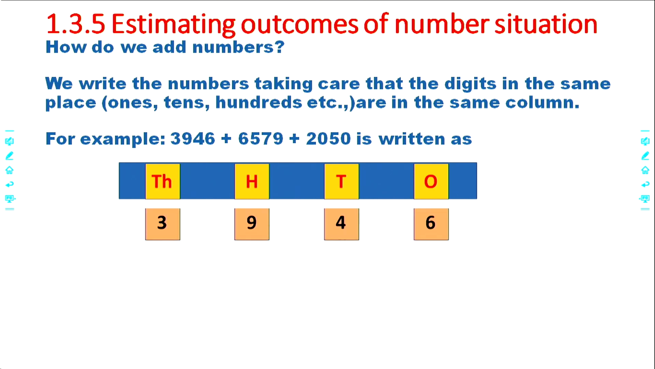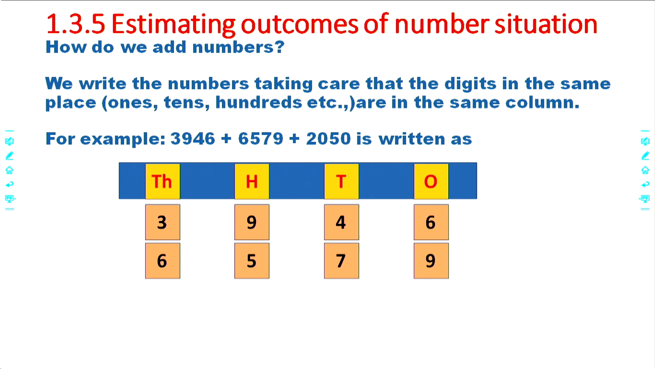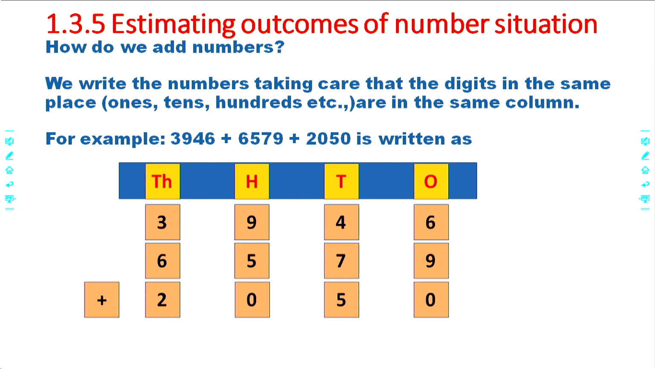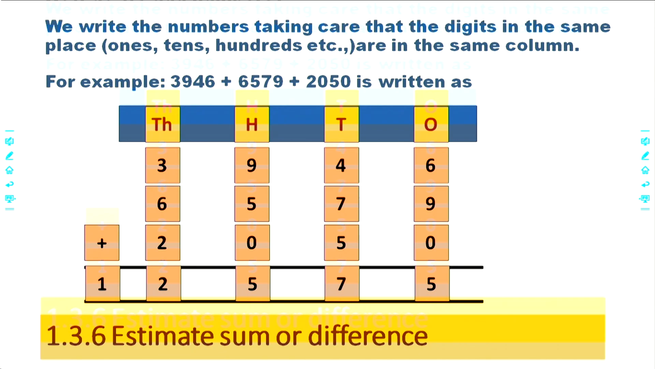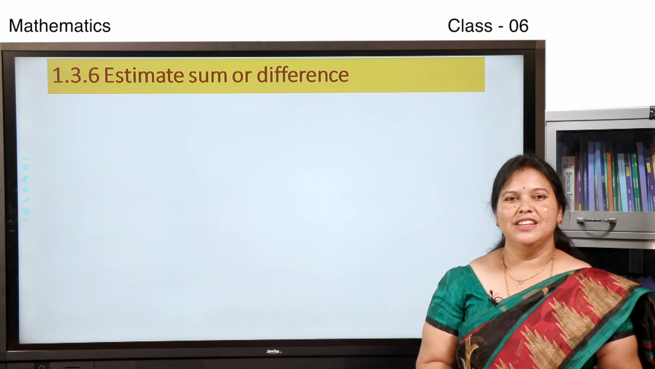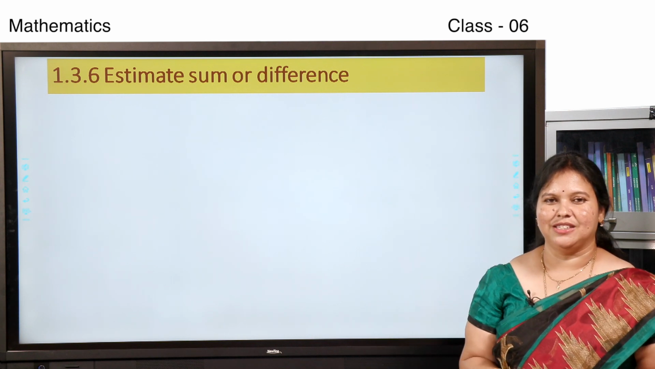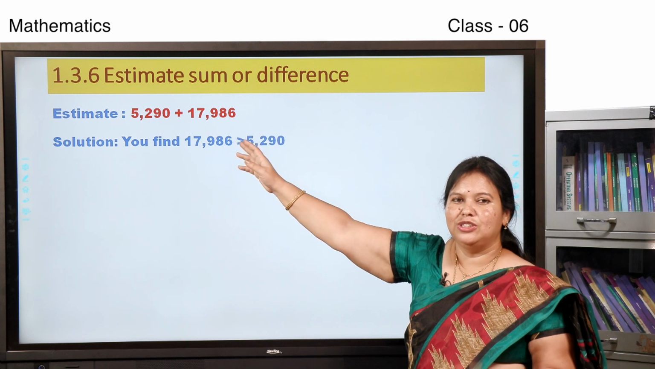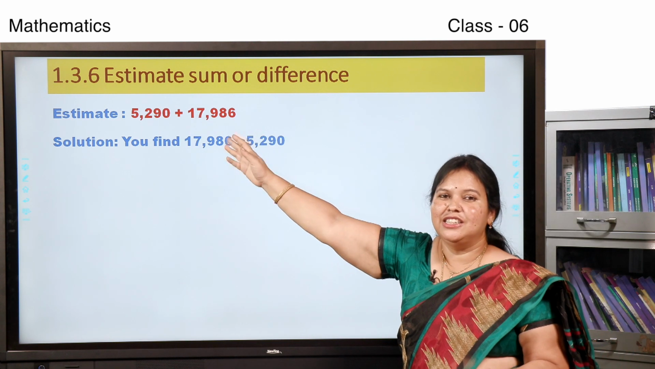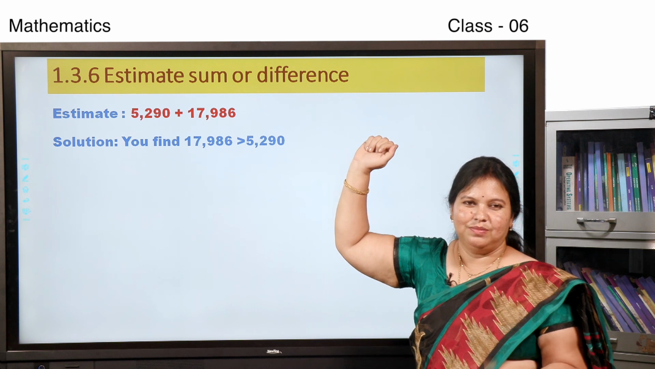So, according to the place values, we have to write 3,946 and 6,579 and 2,050. By adding all this, we get 12,575. Now, let us learn to estimate sum or difference. For example, estimate 5,290 plus 17,986.